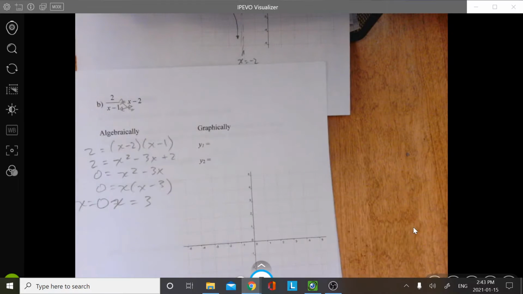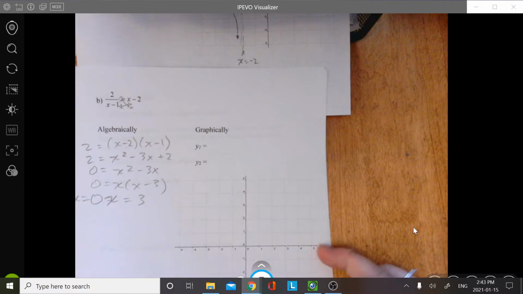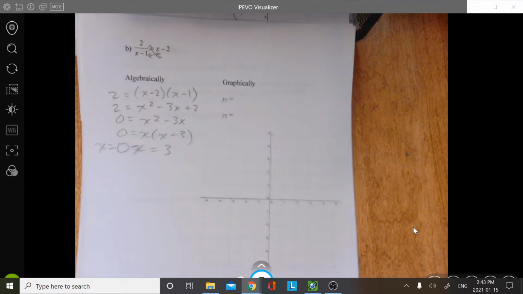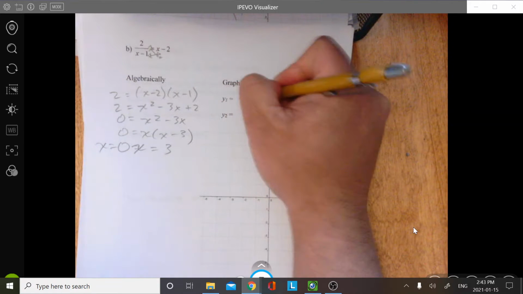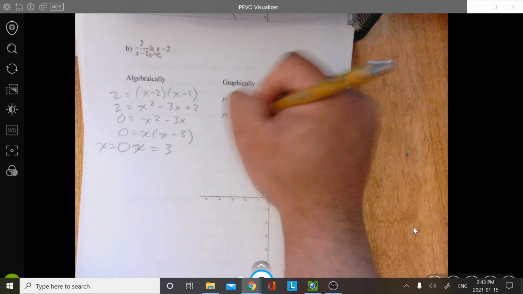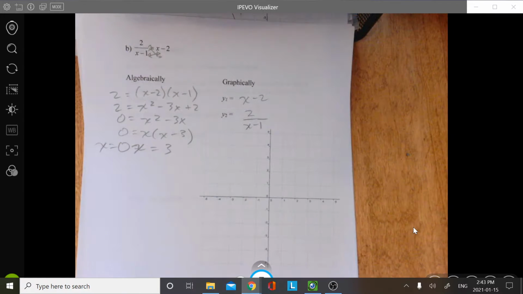Okay, and let's see if I can get that to show up graphically here. So again, we want to equate, so you could equate one side to 0 and then graph the two sides and find the x-intercept, or you could graph both sides independently and find where they intersect. So x minus 2 is easy enough to graph. 2 over x minus 1 is the other side.